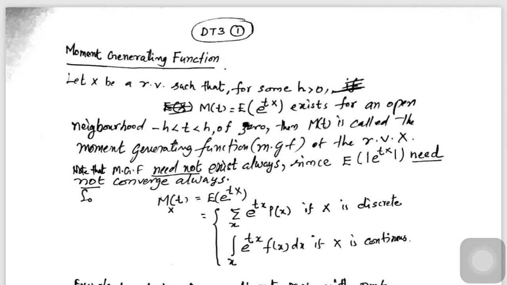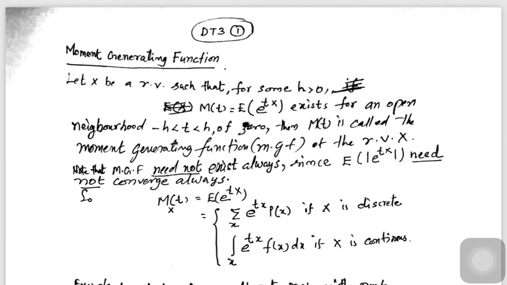Now, in this video, we shall discuss the moment generating function of a random variable, or moment generating function of a distribution. The moment generating function is an associated function to random variables which can characterize the distribution. And we shall define now what is the MGF.